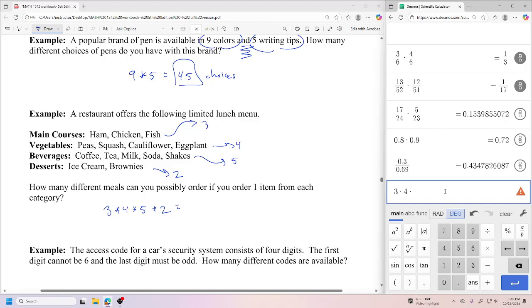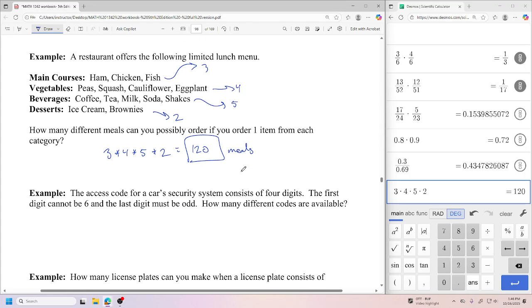I can start using my finger, right? See, I can pull it out and, yeah, I'm just trying to be weird with it. Multiply them. There we go. And this is the different meals. Awesome. That's too easy. All we need to do is multiply.